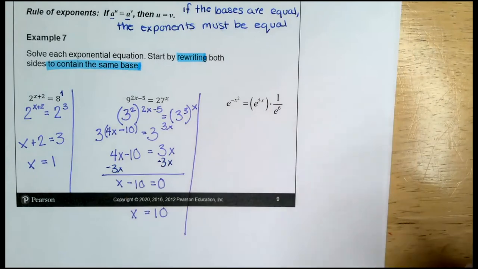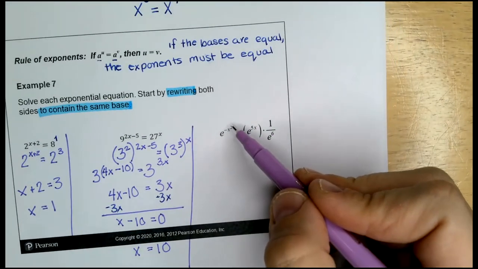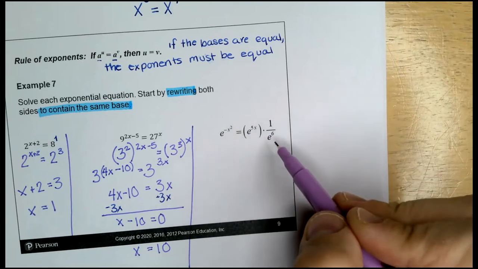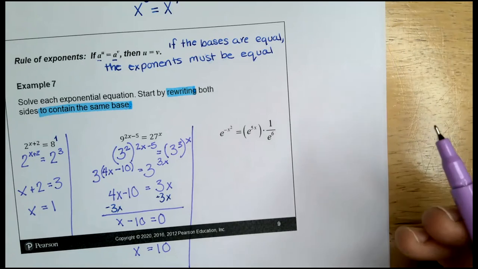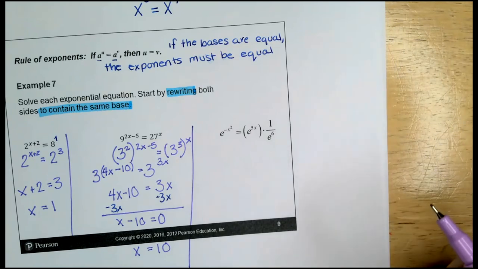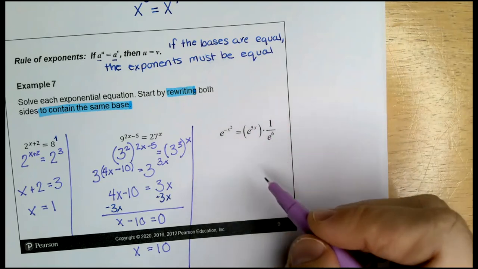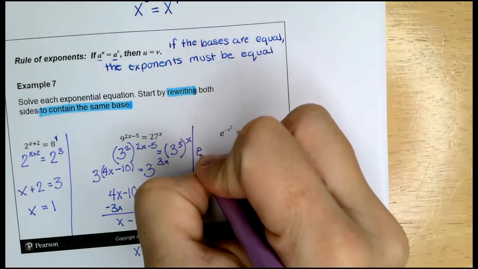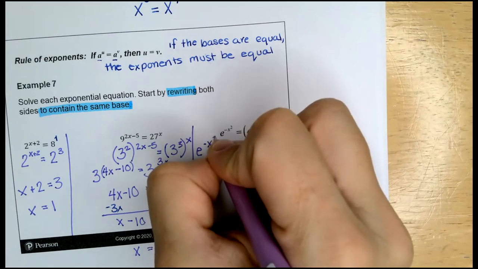Our final bit of work for today has e to the power of negative x squared equals e to the power of 5x times 1 over e to the 6th. Okay. It looks complicated, but I think we can simplify it. Specifically, I think we can simplify this side. So I'll just write e to the power of negative x squared.